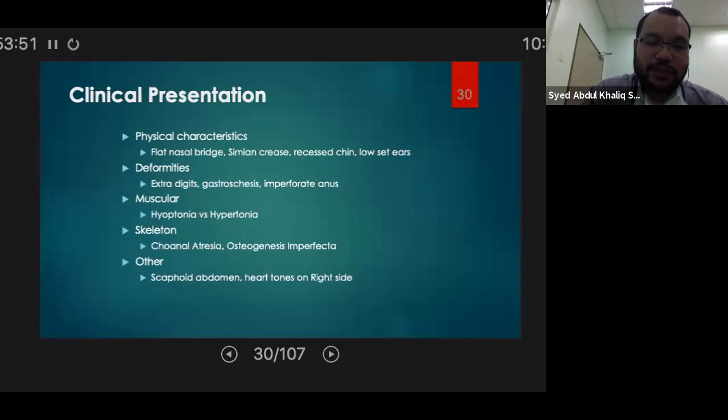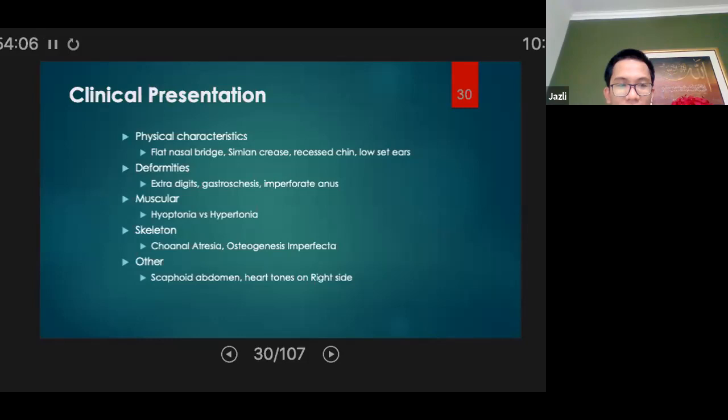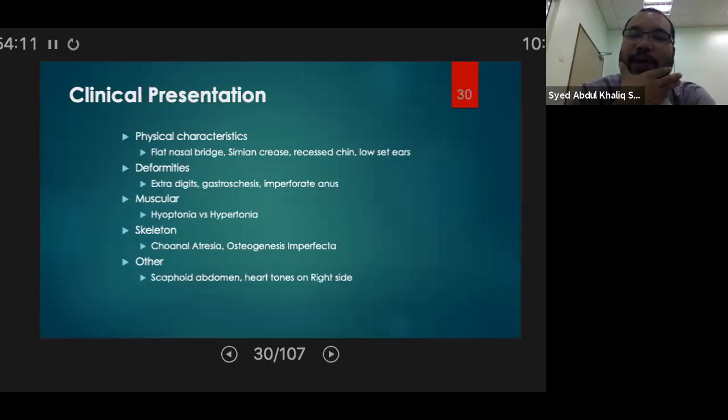Macroglossia, Pierre Robin sequence. Kan dengar Pierre Robin? Pierre tu nama French punya name lah, P-I-E-R-R-E. And then dash, salah seorang lagi doktor nama Robin ni. Orang panggil Pierre Robin lah. Pierre Robin sequence is when the child has micrognathia, glossoptosis.